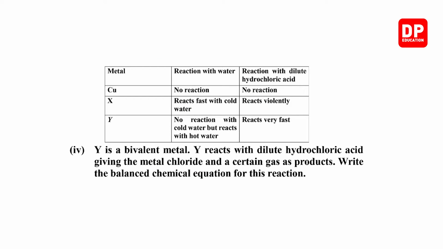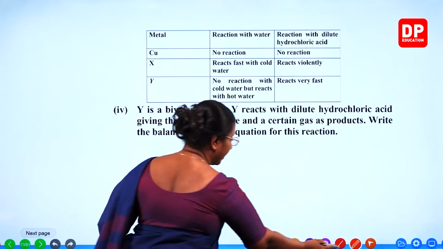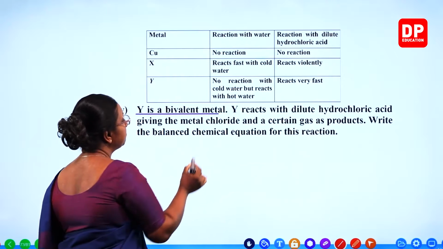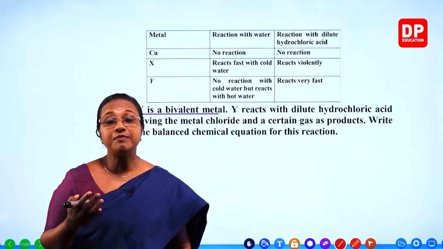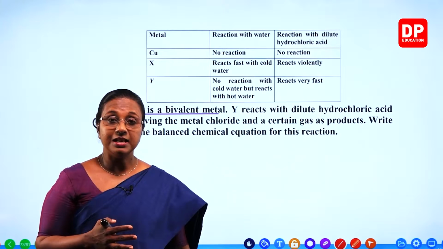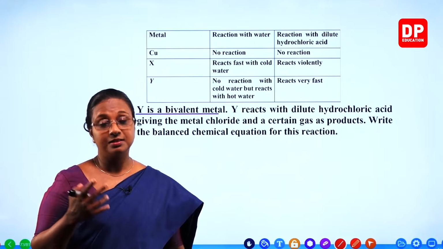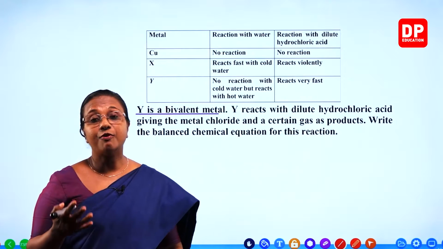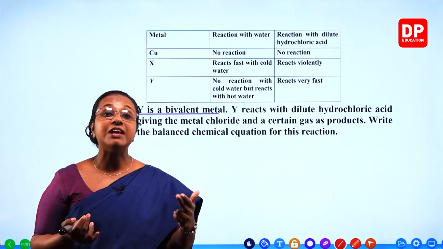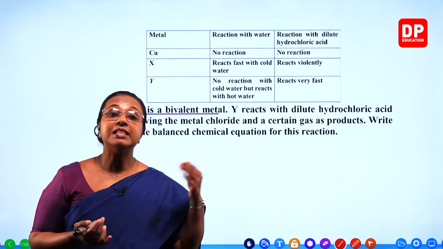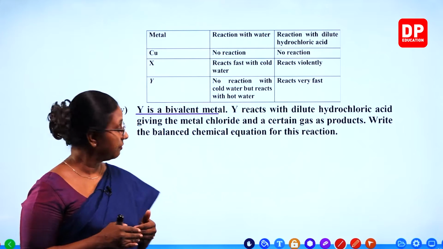Part 4, the same table is given there. Y is a bivalent metal. So we already identified it. Bivalent. What is bivalent? Bi means 2. Valent is valency. What is valency? The number of electrons in an element that are involved in bonding. You all know metals usually lose electrons and form a cation. So here bivalent means 2 electrons are there in the valence shell, that is the last shell of the metal, that can be used for bonding or lost during bonding when ionic bonds are formed.